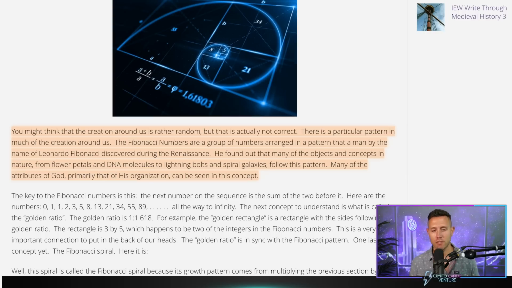You might think that the creation around us is rather random, but that is actually not correct. There is a particular pattern in much of the creation around us. The Fibonacci numbers are a group of numbers arranged in a pattern that a man by the name of Leonardo Fibonacci discovered during the Renaissance. He found out that many of the objects and concepts in nature, from flower petals and DNA molecules to lightning bolts and spiral galaxies, follow this pattern. Many of the attributes of God, primarily that of his organization, can be seen in this concept. This stems back to creation, and you look out the window and you look at things that are in nature and God's creation, and you see this.